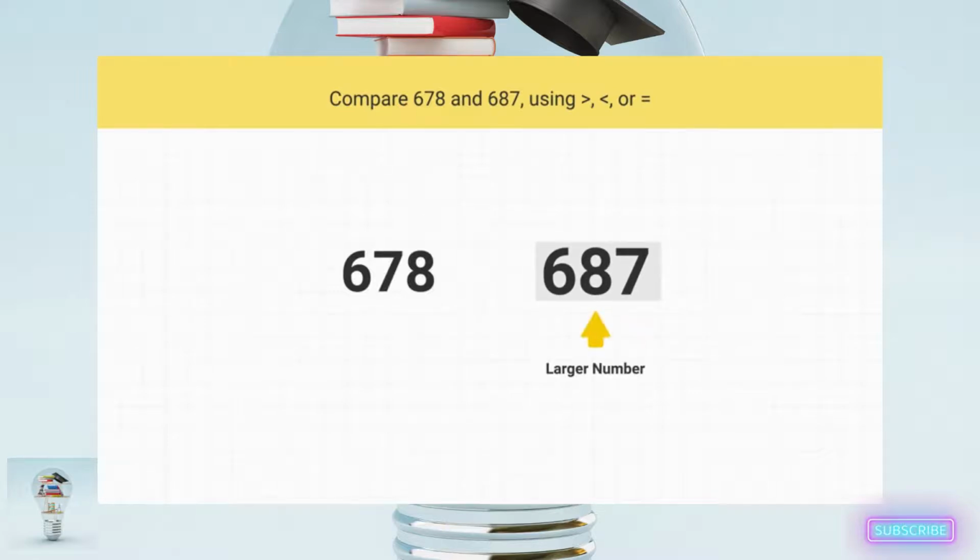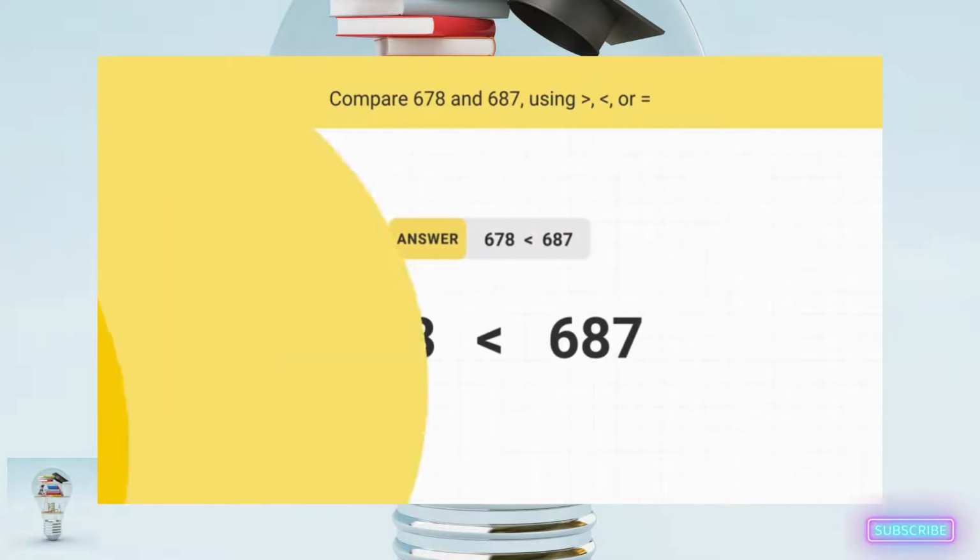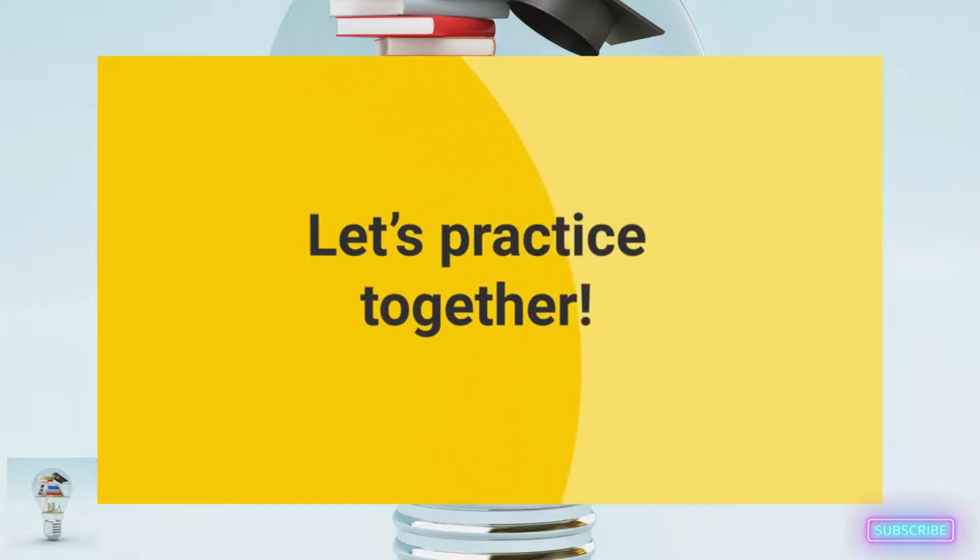687 is larger, which means 678 it's less than 687. So we use a less than symbol. 678 is less than 687. Let's try another problem together.